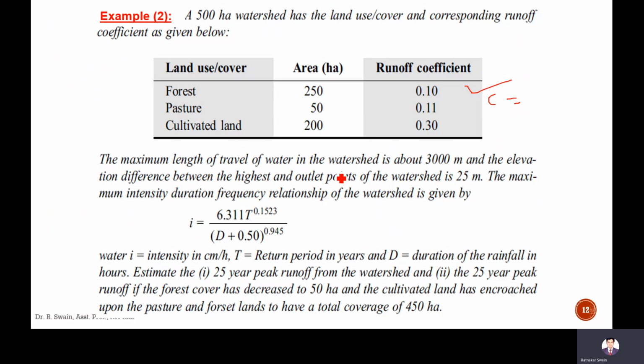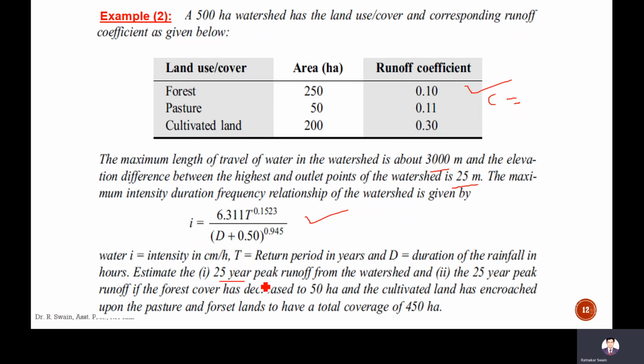The maximum length of travel of the water in the watershed is given as 3000, so L is given. The elevation difference between the highest and outlet points is given as 25, so delta H is given. The intensity duration frequency relationship of the watershed is given by this equation, where I is intensity, D is the duration, and T is the return period.